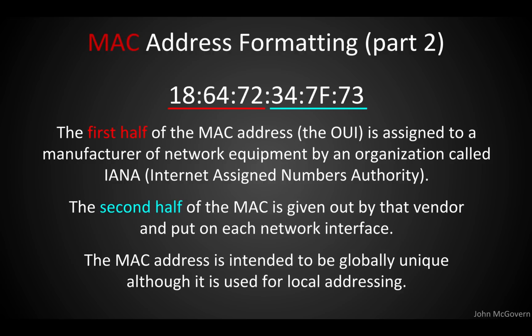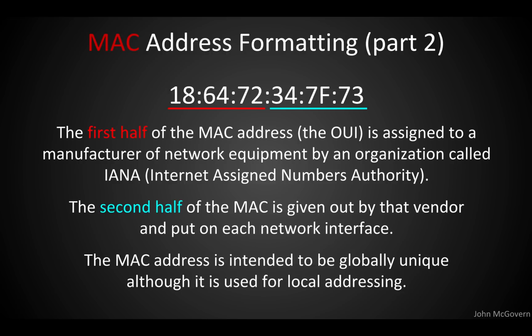A little more about formatting. We're in our hexadecimal format here. The first half of the MAC address, what we call the organizationally unique identifier, is assigned to the manufacturer of network equipment by an organization called IANA, the Internet Assigned Numbers Authority. So they give out this first part to anybody who wants to build network equipment. The second half of that MAC address right up here is given out by that vendor of equipment and put on each network interface. And they do this uniquely. So each device across the entire world should, again, there's always a few exceptions here, but should have a unique address for local addressing. It should be globally unique.